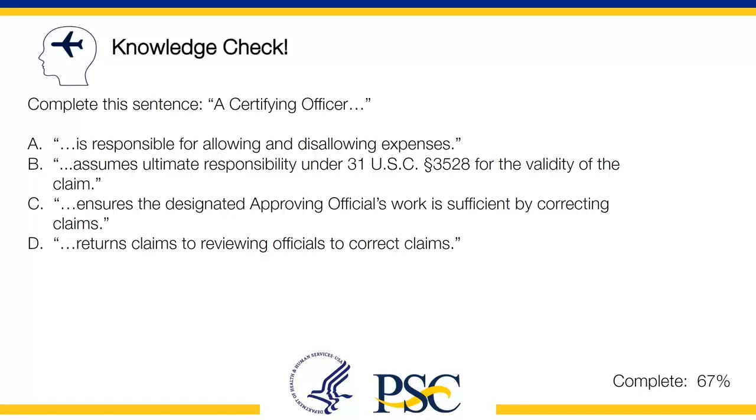B. Assumes ultimate responsibility under 31 U.S.C. Section 3528 for the validity of the claim. C. Ensures the designated approving official's work is sufficient by correcting claims. D. Returns claims to reviewing officials to correct claims. Pause the video, consider your response, and then resume to learn the answer.